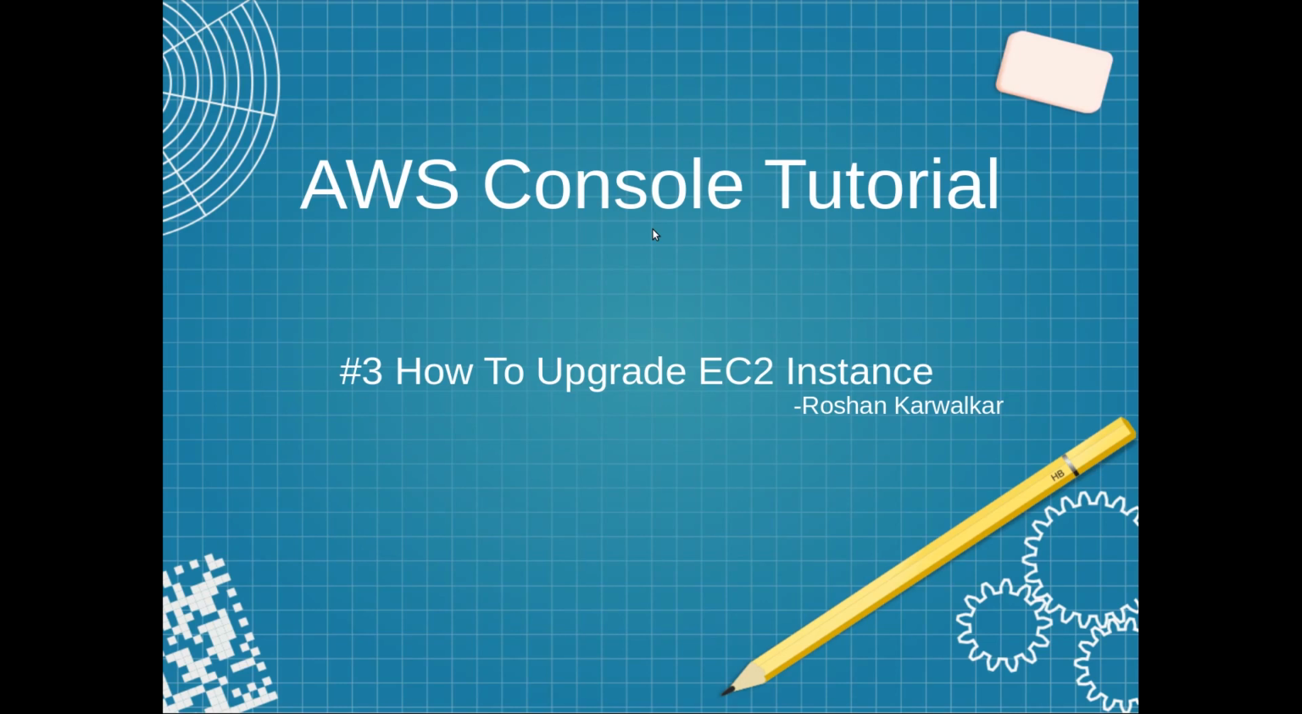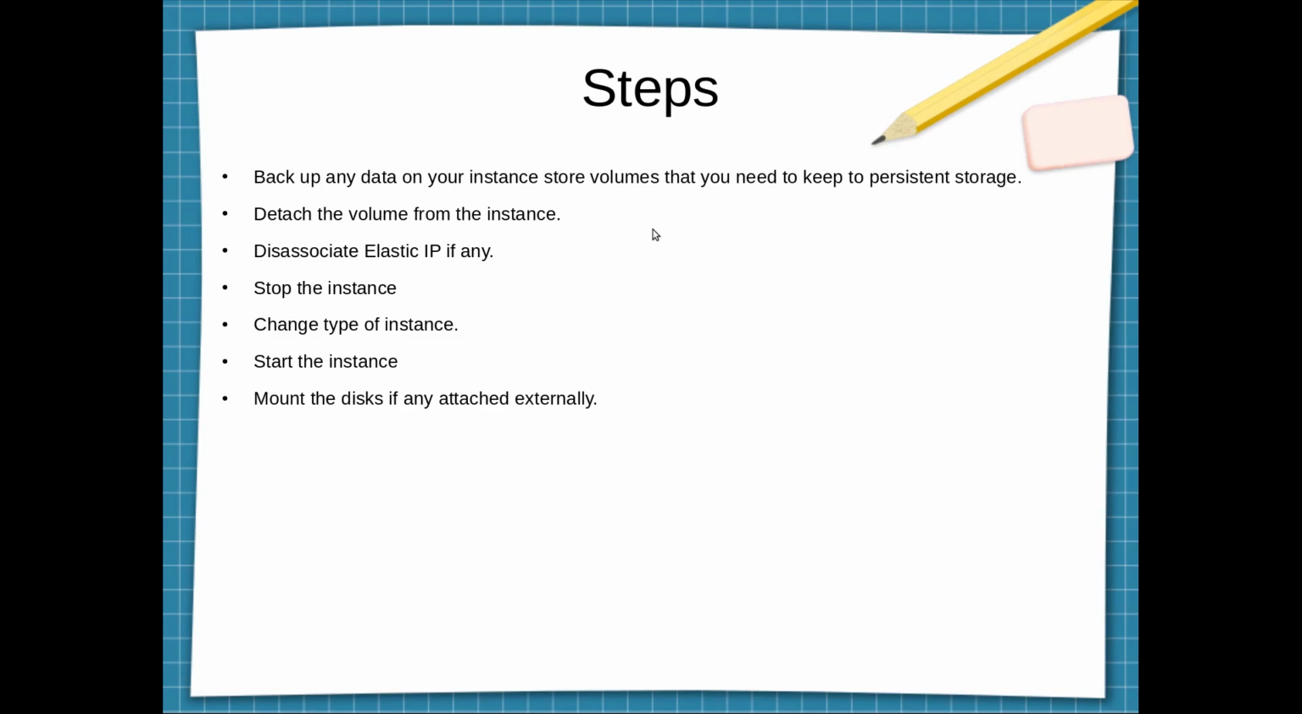For example, suppose I have an instance with 1 GB of RAM and I want to upgrade it to 2 GB, 8 GB, or 16 GB of RAM. These kinds of instance types are there and we can upgrade to those instance types easily. So how can we do that? These are the steps that we have to follow.